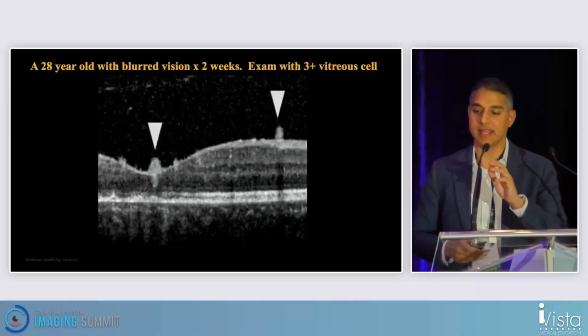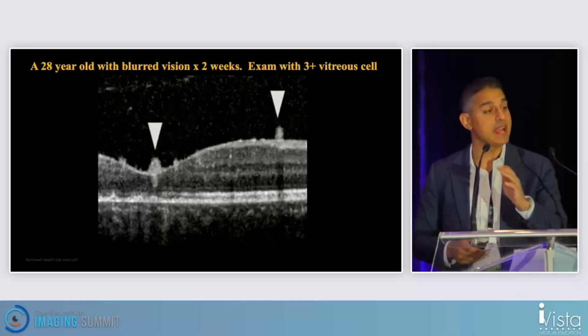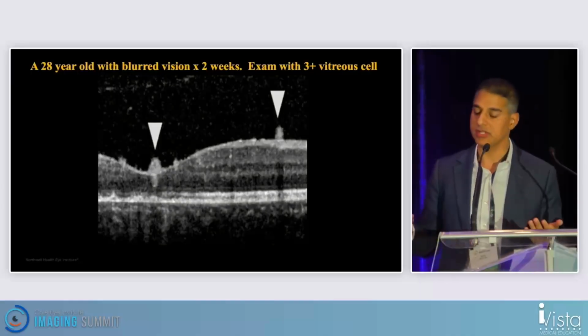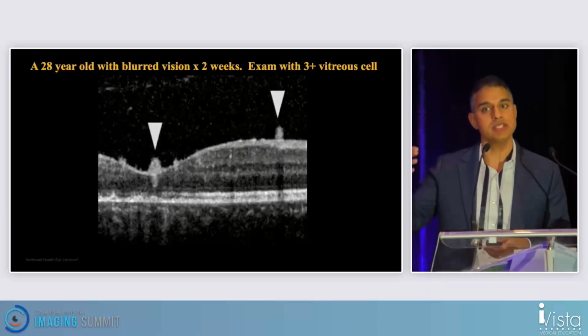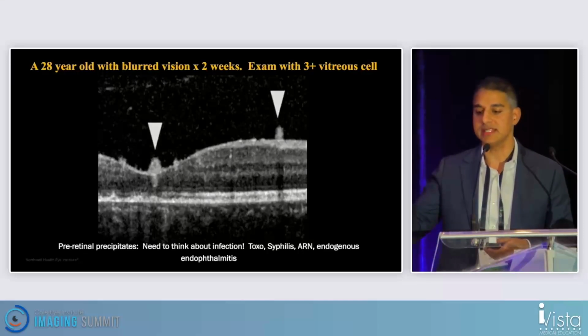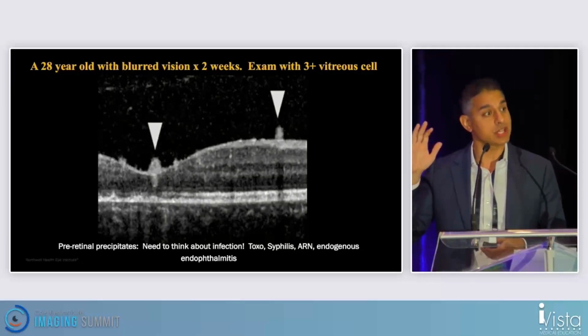This is something that I think we will all see. This is a 28-year-old with blurred vision for 2 weeks and has dense vitritis. So maybe the view's not so good, but you start to see these pre-retinal precipitates. And when you see this, while this can occur in multiple diseases, you have to be thinking about infection. This has to be at the top of the differential.